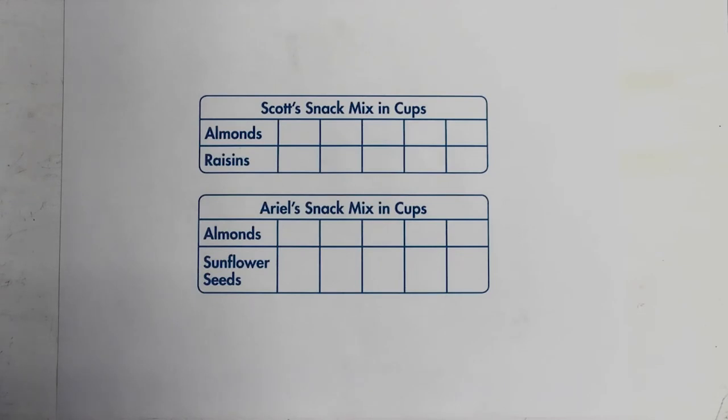So go by what we've previously done. We're filling out ratio tables, and I want you to fill in this table, and I want to know who makes a larger batch at 6 cups.